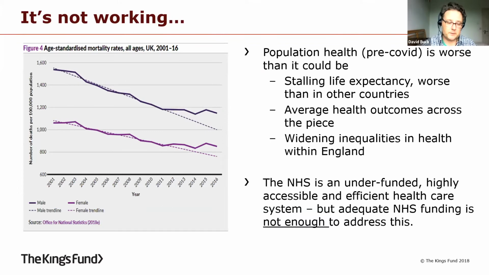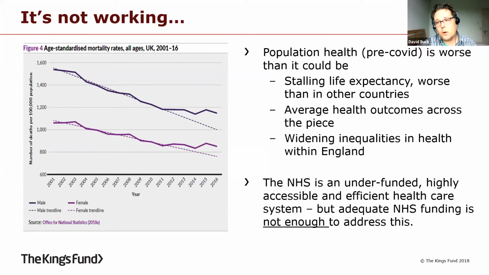We also know, and this comes from some of our lots of work, but in our own case, work that we did for the NHS 70th birthday, that actually, if you look across the piece, the health outcomes that we have in England, and in particular England, but stands true for the UK too, are quite average. So whilst we do well in some areas and we do poorly in others, overall we're quite average compared to our sort of peers. And furthermore, we have widening inequality in health within England on some measures.